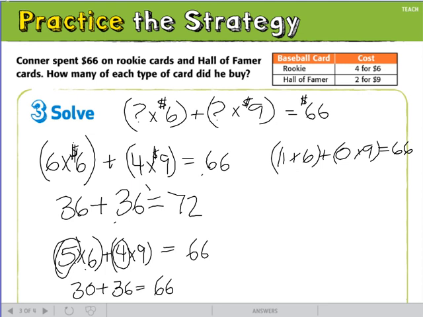I know why. Gibby, how many rookie cards did he buy? Our answer, the one that we came up with. Does everybody agree with Gibby that he bought 4 rookie cards? No. Roskowski, how many rookie cards did he buy? I know. 30. How many? Nope. 11.